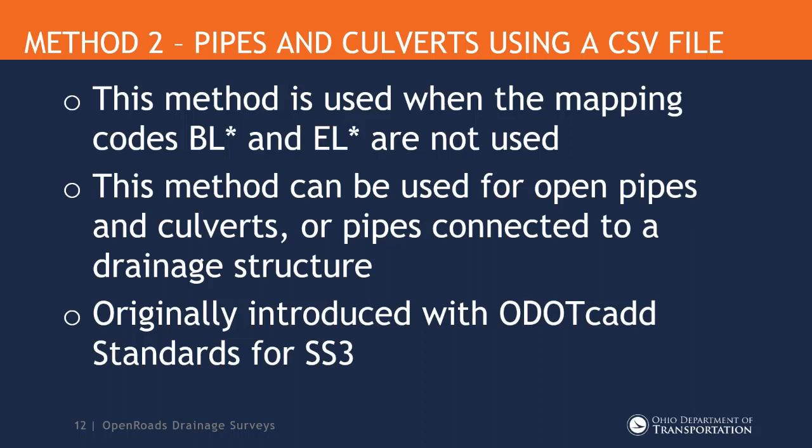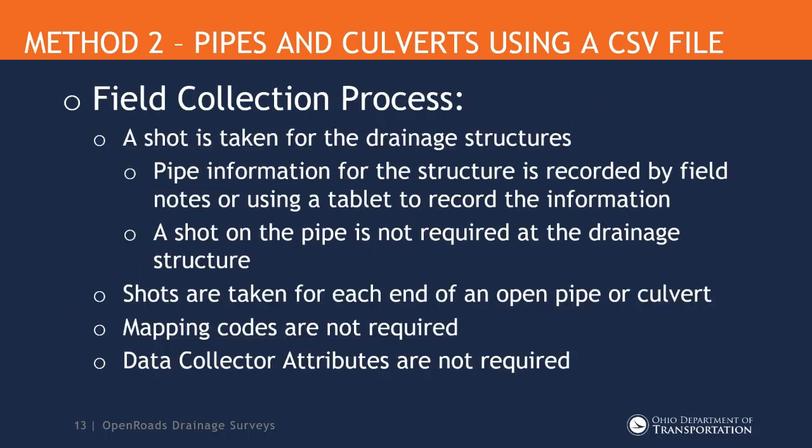The CSV processing is going to do everything to draw those lines between the points. This can be used on open pipes and culverts, or it can be used on pipes that are connected to a drainage structure itself. And as I said earlier, this was originally introduced with the SS3 standards for ODOT CAD. And I know some people have been using this method for a while now. So in the field, I'm taking a shot for the drainage structure itself, and then the pipe information is recorded by field notes, either on paper or using a tablet with a spreadsheet, however you want to record the information for those pipes that terminate within that drainage structure.